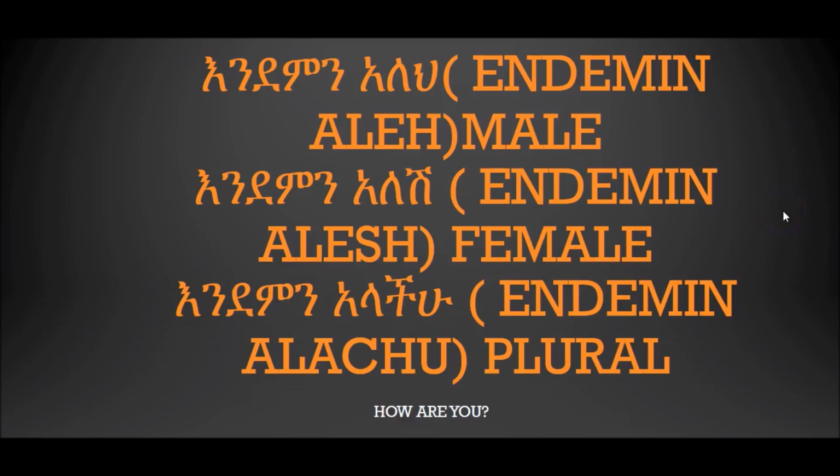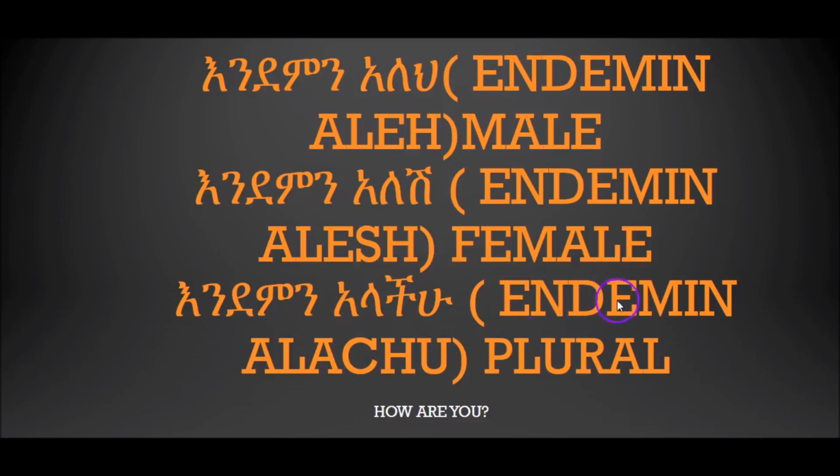Okay, the next one I want to talk about is how are you, because this is really important when you're greeting someone. So when you're greeting a male, you'll say Indamen alle. So Indamen alle for a male. For a female, it will be Indamen allesh. So let's say it again. It is Indamen allesh. I put the plural form right here, just in case, and it's the same thing. It's just the ending has the chu sound.